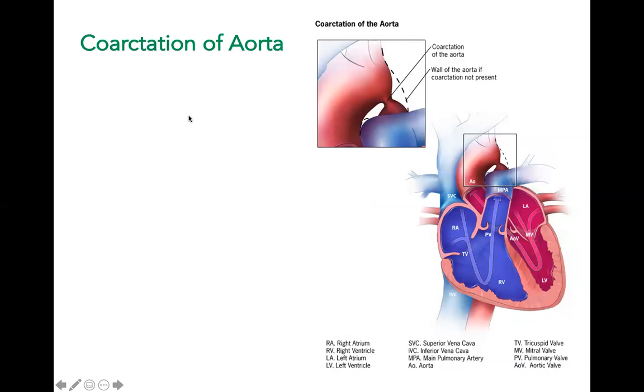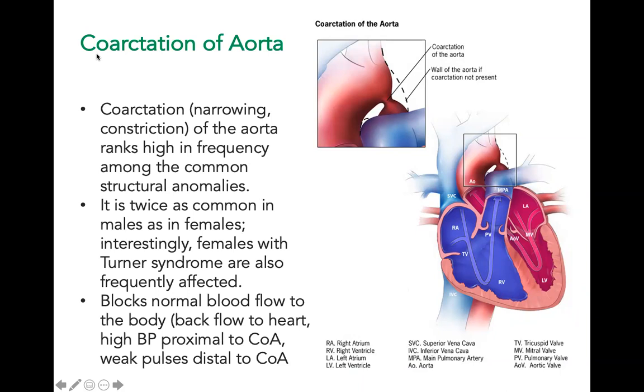First, ito lang, first and last. So, coarctation of the aorta. So what is coarctation? Coarctation is narrowing or constriction. Alright? So ito yung aorta natin. So dapat yung caliber nito is the same as to the whole length of your aorta. Pero with coarctation, ito may constriction or narrowing. Alright? So it is twice as common in males as in females. Okay? And females with Turner syndrome are also frequently affected.